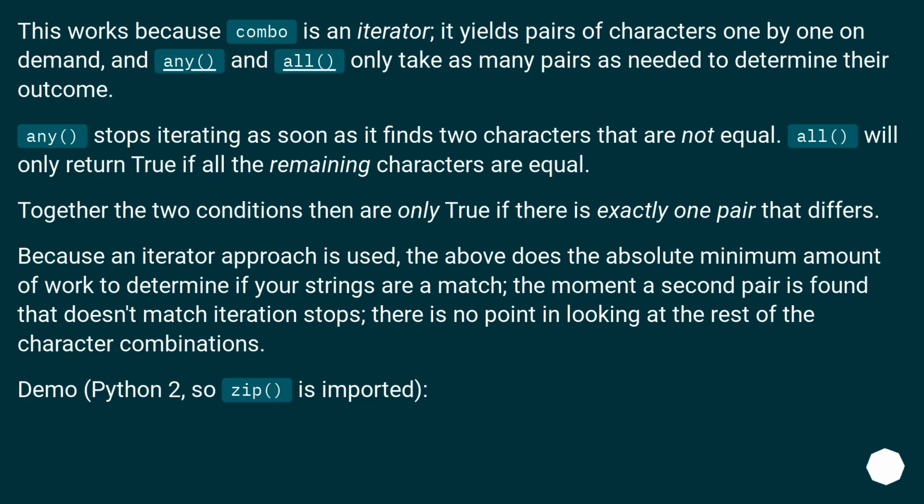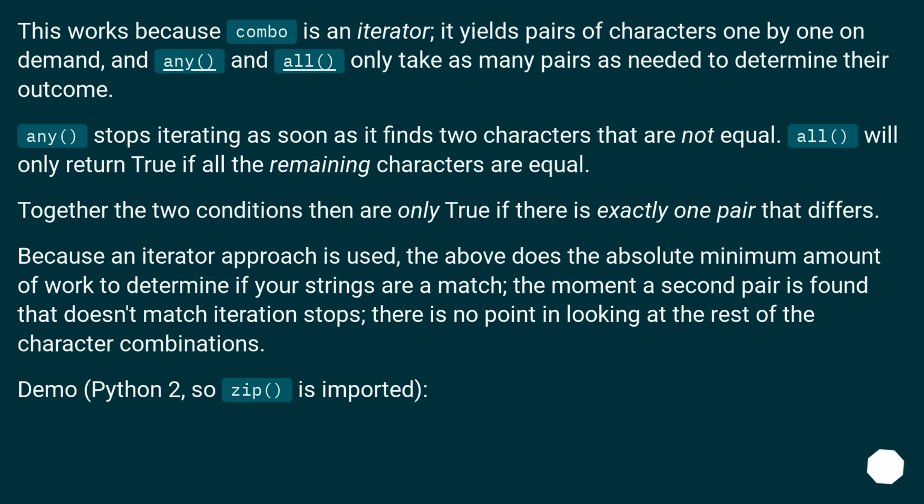This works because combo is an iterator. It yields pairs of characters one by one on demand, and any and all only take as many pairs as needed to determine their outcome. Any stops iterating as soon as it finds two characters that are not equal. All will only return true if all the remaining characters are equal. Together the two conditions are only true if there is exactly one pair that differs.